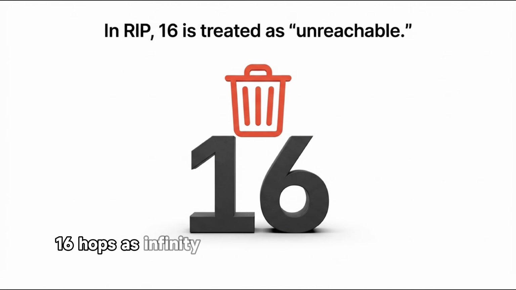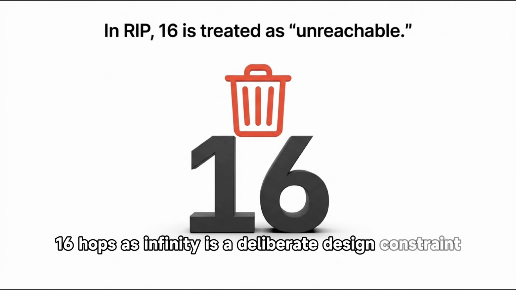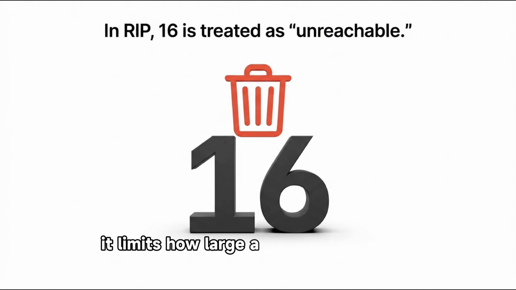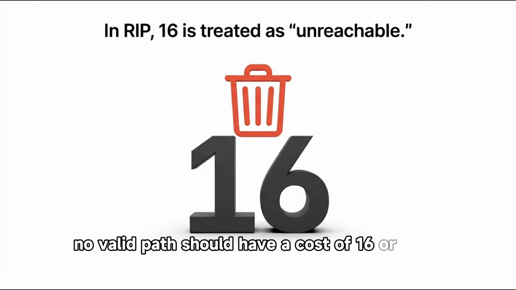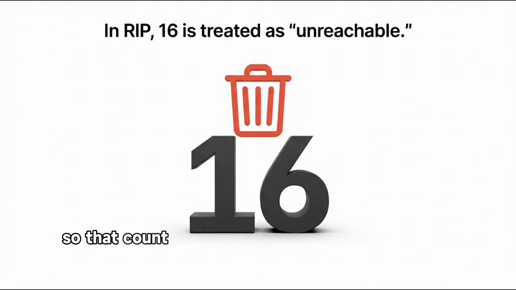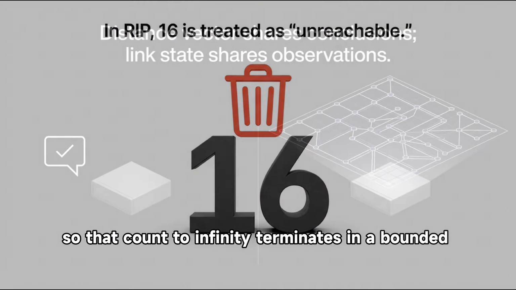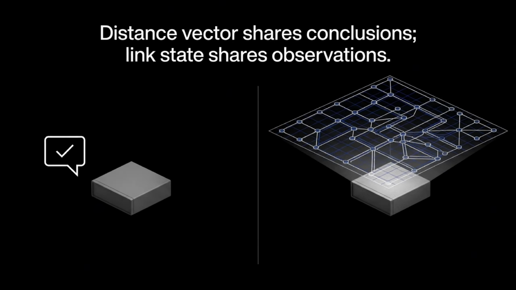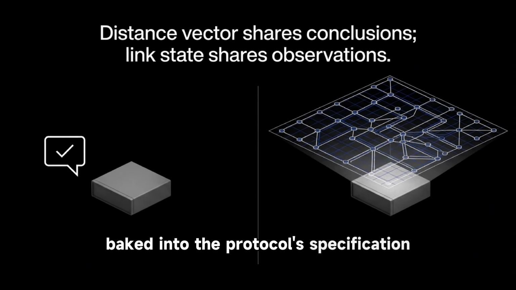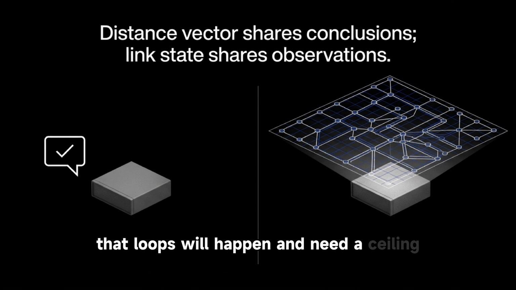16 hops as infinity is a deliberate design constraint. It limits how large a RIP network can be. No valid path should have a cost of 16 or more, specifically so that count to infinity terminates in a bounded time. It's an acknowledgement baked into the protocol's specification that loops will happen and need a ceiling.